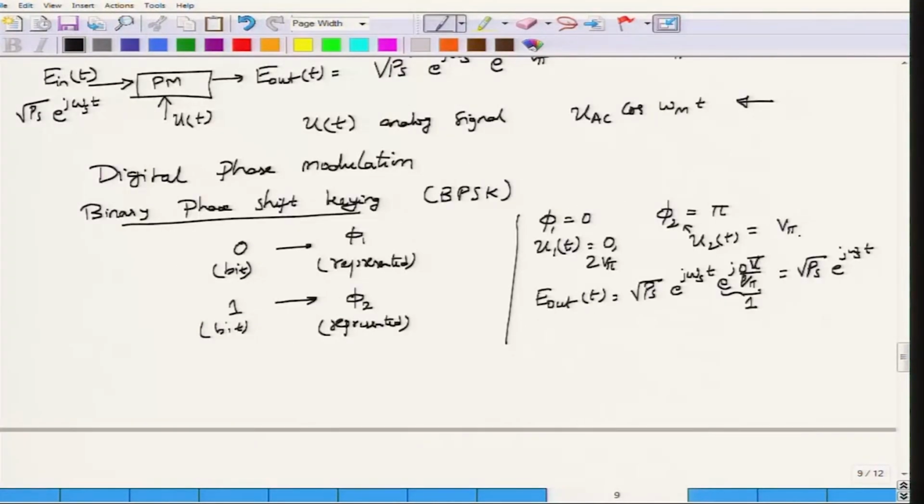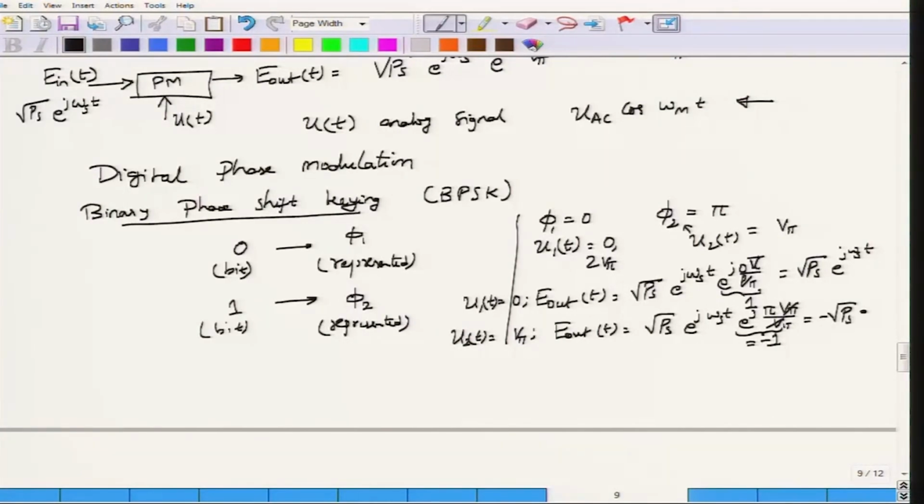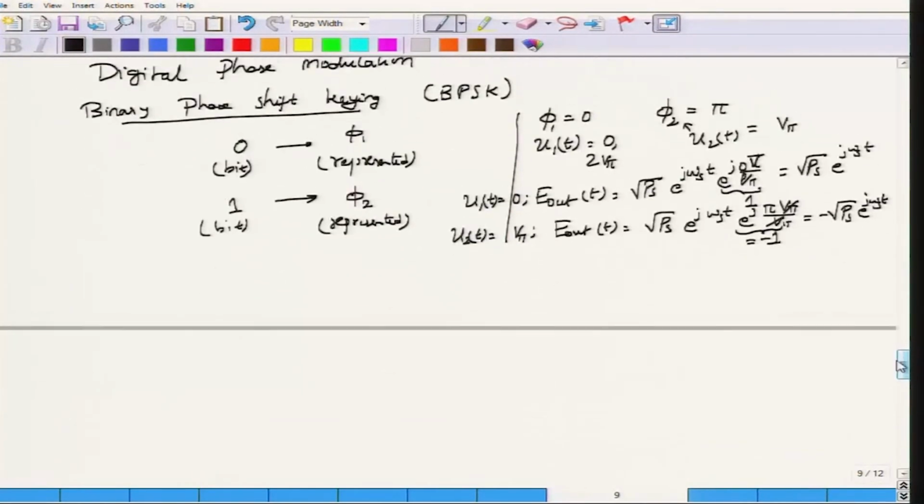Okay. When you have u2 equal to v pi, so this was the case when u1 of t is equal to 0. If you have u2 equal to v pi, then in this case the output electric field will be given by square root of Ps exponential j omega st e to the power j pi v pi divided by v pi, but this v pi and v pi will cancel and e to the power j pi I know is equal to minus 1. So, I get minus square root of Ps e to the power j omega st. Okay. So, I have obtained binary phase shift keying.